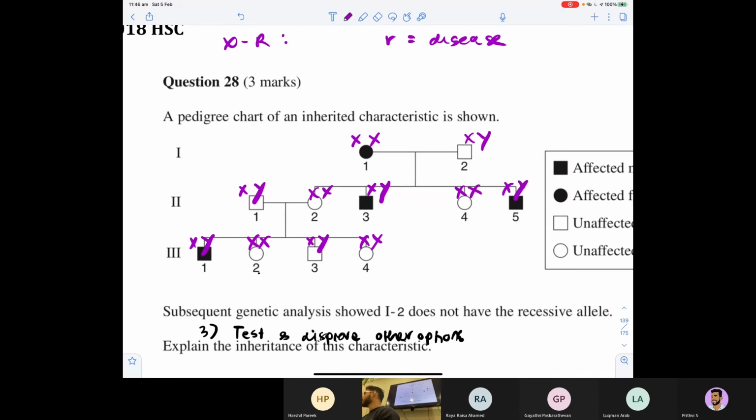What do I do next? Affected females, what do I do? Okay, good. All affected females, does everyone agree, must have two little r's, right? So good. So just blindly, next to all affected females, there's just one, just put little r, little r. What about affected males?